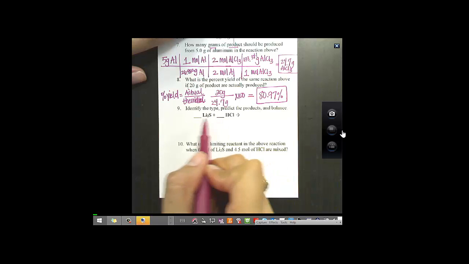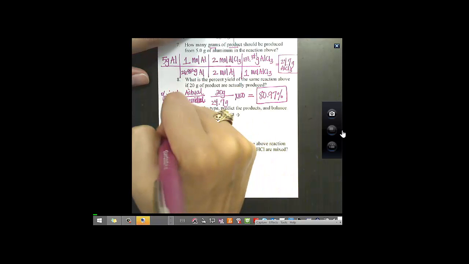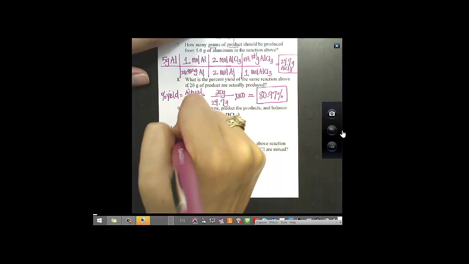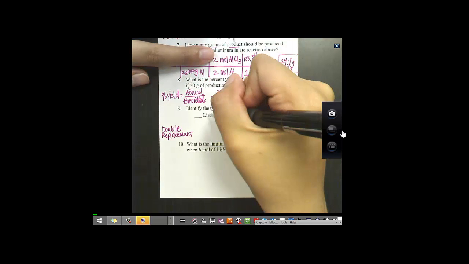So last two. Number 9 is similar to number 6. It says, identify the type, predict the products, and balance. So now I have to see that I have one compound plus another compound. So when I have two compounds reacting with each other, that's going to be called a double replacement reaction. Okay, so how do we predict the products for a double replacement reaction?